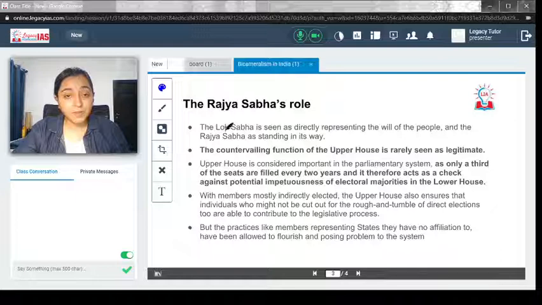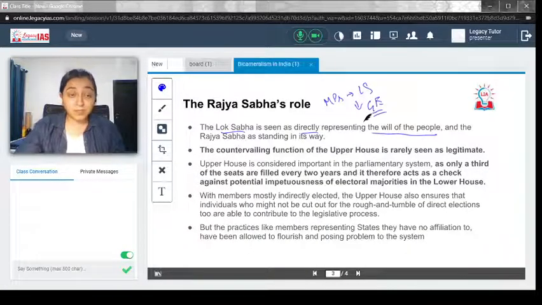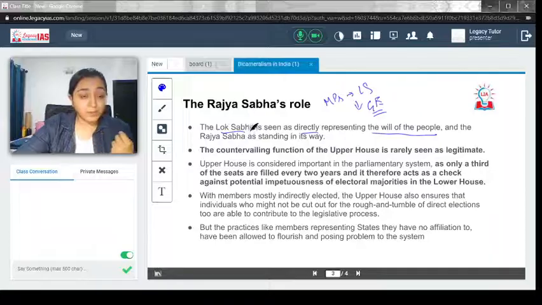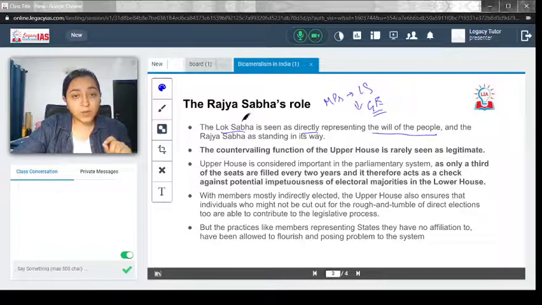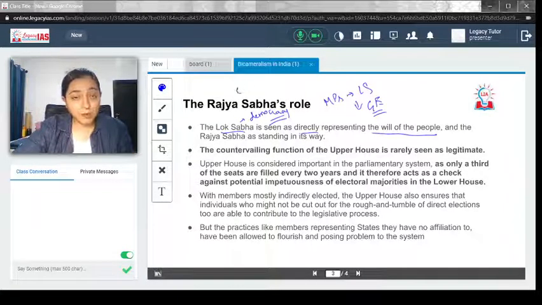So basically, the Lok Sabha is seen as directly representing the will of the people, which is why it is also called the House of the People. Why? Because the MPs of the Lok Sabha are directly elected through the general election. Every 5 years, when you go into the general election, you vote for the members of parliament who will go into the Lok Sabha. So the Lok Sabha is seen as the one holding the democracy together. In fact, our constitution also says that the council of ministers is responsible to the Lok Sabha only.